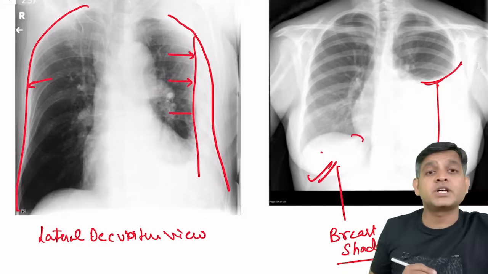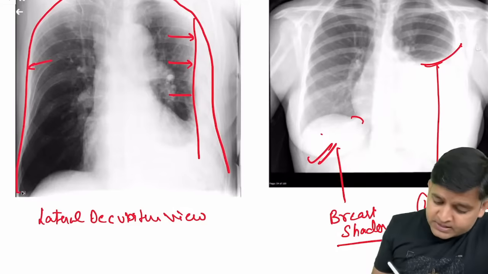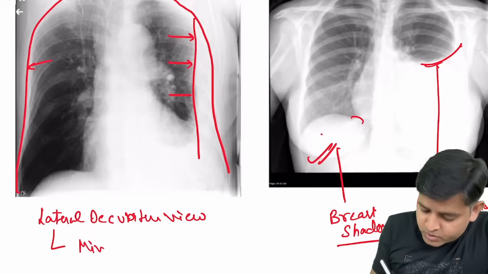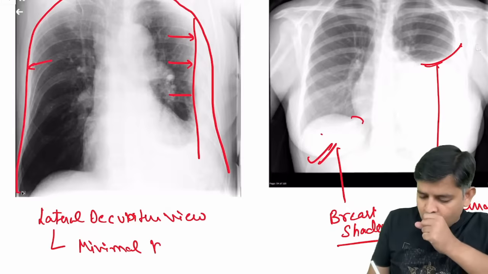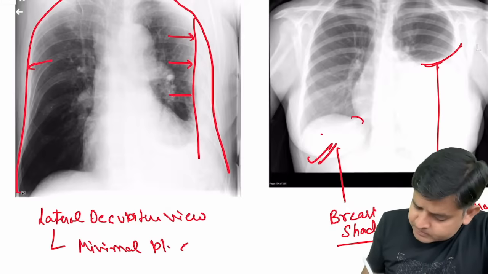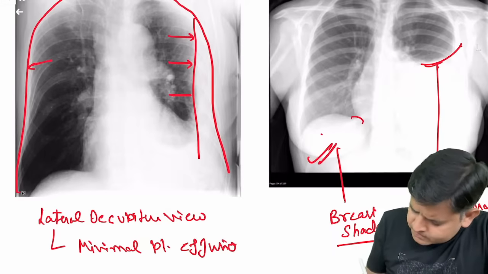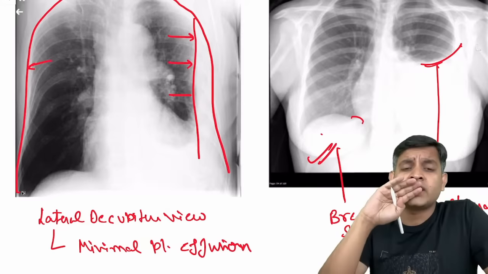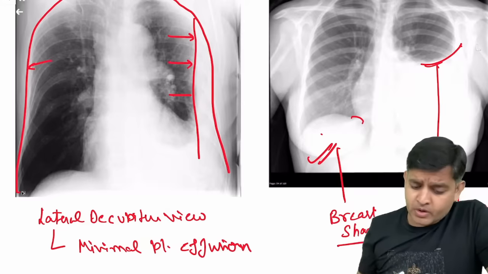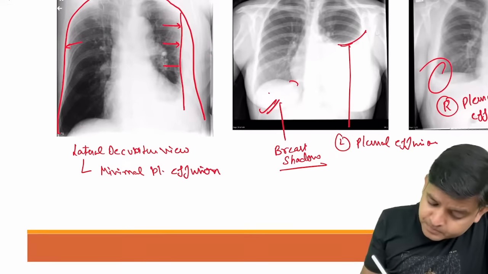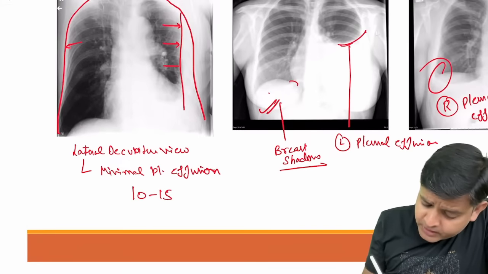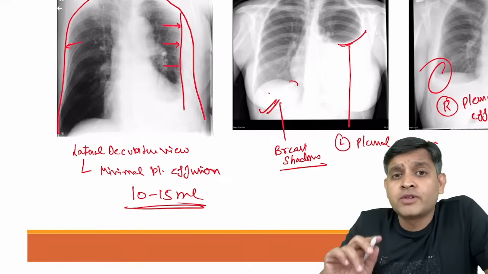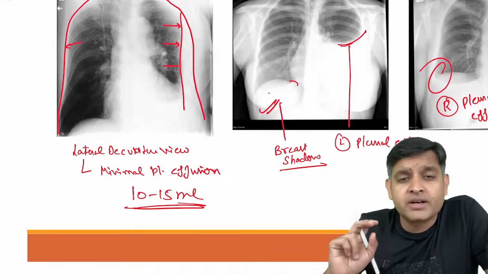Lateral decubitus view. And if somebody asks me, I will say lateral decubitus view is done for minimal pleural effusion. How much fluid? As little as 10 to 15 ml of the fluid can be seen on a lateral decubitus view.